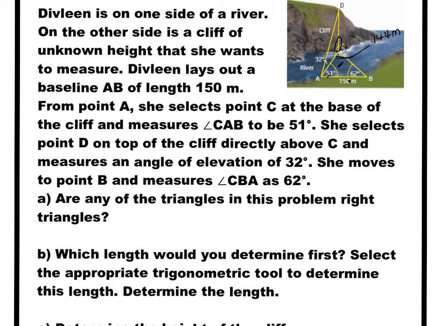So here, I can say that tan 32 is opposite, which is DC, divided by adjacent, which is 144. If I cross multiply, I get DC is 144 tan 32. If we simplify this one, we get DC, or height, is about 90 meters.